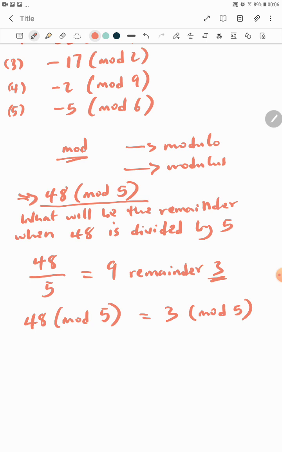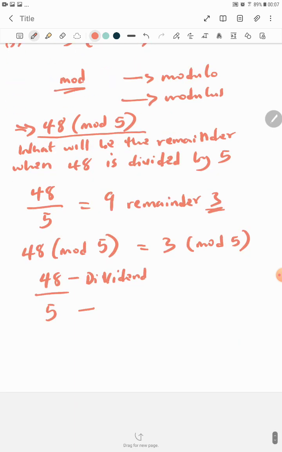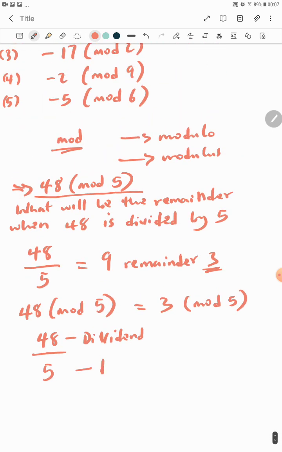Now, another thing I want you to take note of is that 48 can be called the dividend. Our 5 here, if we are talking about the division property, is called the divisor. The 9 that we got here can be given the name quotient, and this 3 obviously is called the remainder.